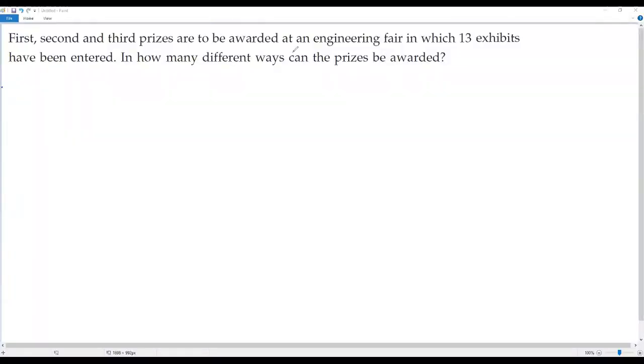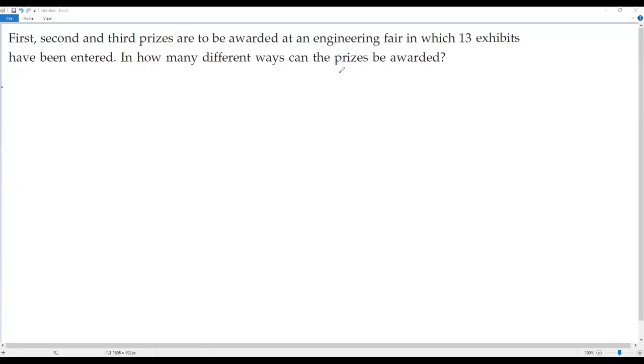Here we have a problem on permutation. Okay, let's go to the question. First, second, and third prizes are to be awarded at an engineering fair in which 13 exhibits have been entered. In how many different ways can the prizes be awarded? Okay, to answer this question, I'm going to use the concept permutation.